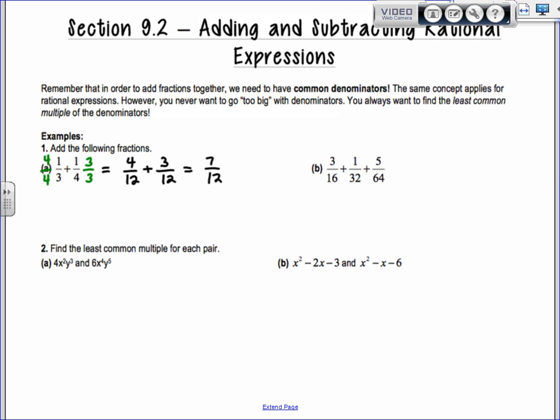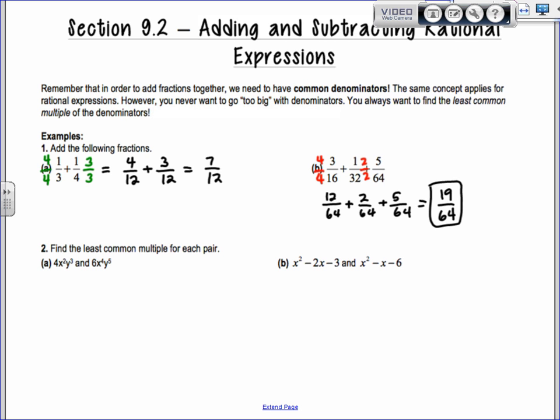All right, on the next one, I have 16, 32, and 64. Do I need to multiply by all of those to have 16 times 32 times 64? No. What's my denominator? 64. So I'm looking for what's called my least common multiple, the smallest number that is a multiple of all of them. So I'm going to multiply by 4/4, I'm going to multiply by 2/2, and the last one is basically 1/1, so it stays the same. When I do this, I get 12/64 plus 2/64 plus 5/64, which gives me 19/64. The denominator stays the same as we do the problem.